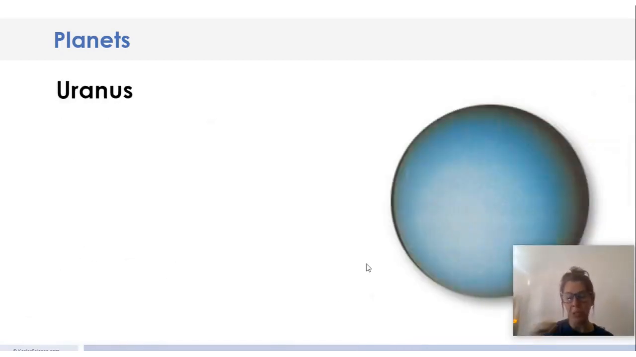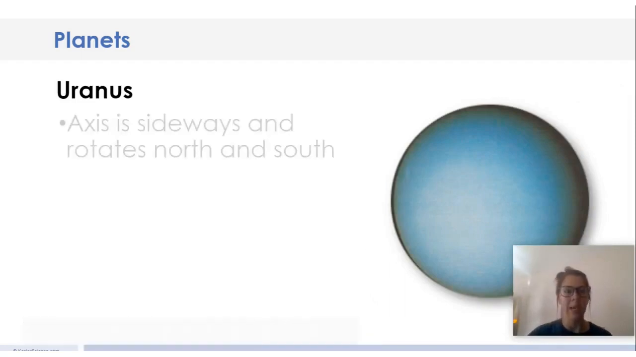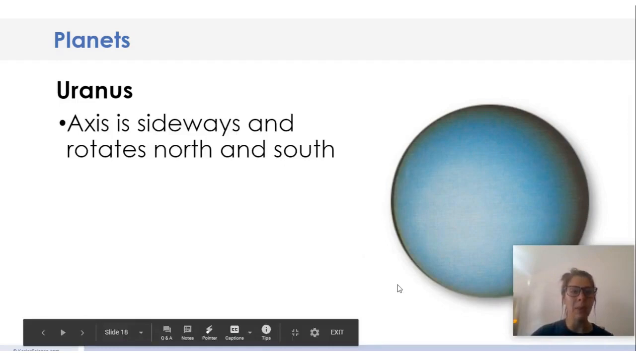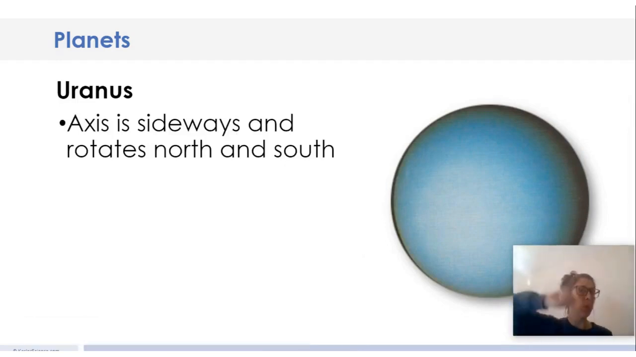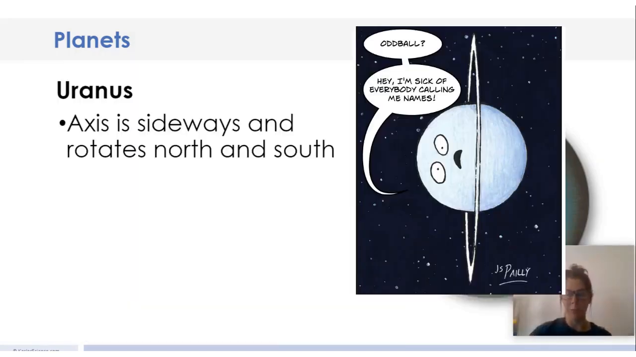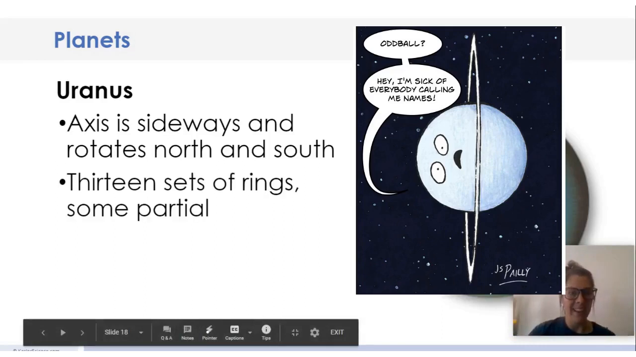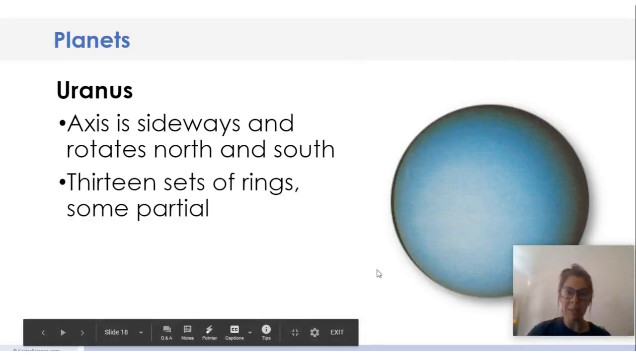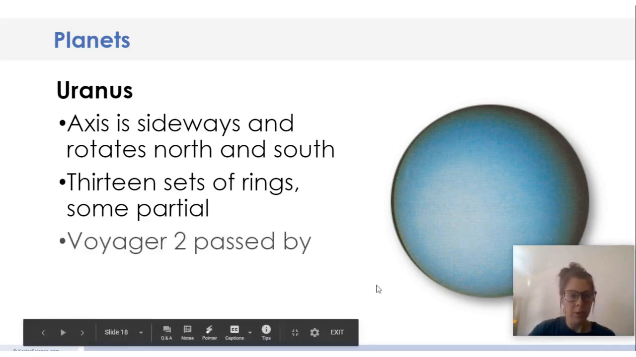Then we move on to Uranus, which is the proper scientific way to say this. And what is cool about Uranus is its axis. We draw planet axes mostly vertical, maybe a little bit of a tilt. But the axis on Uranus is totally sideways. So when it rotates, north and south, it's totally weird. It has 13 sets of rings, which is not a very common fact. Some of the rings are partial.